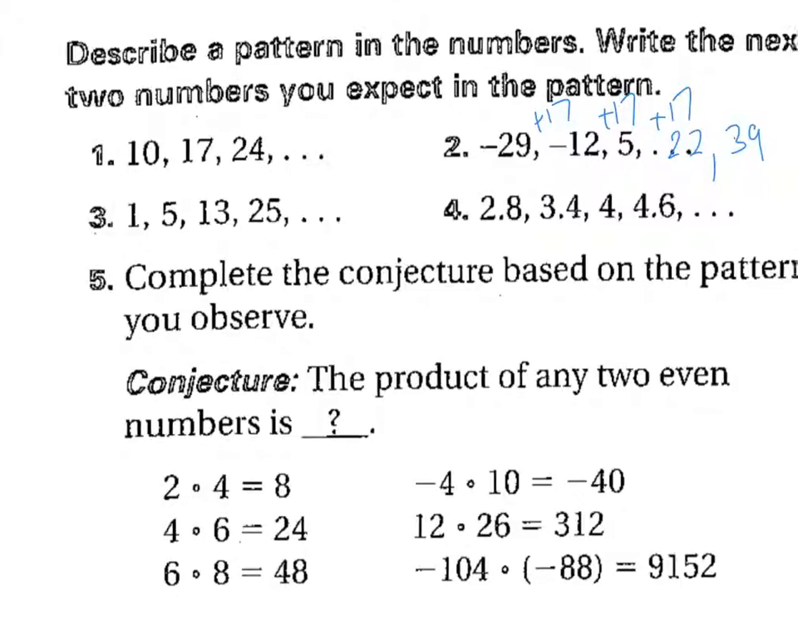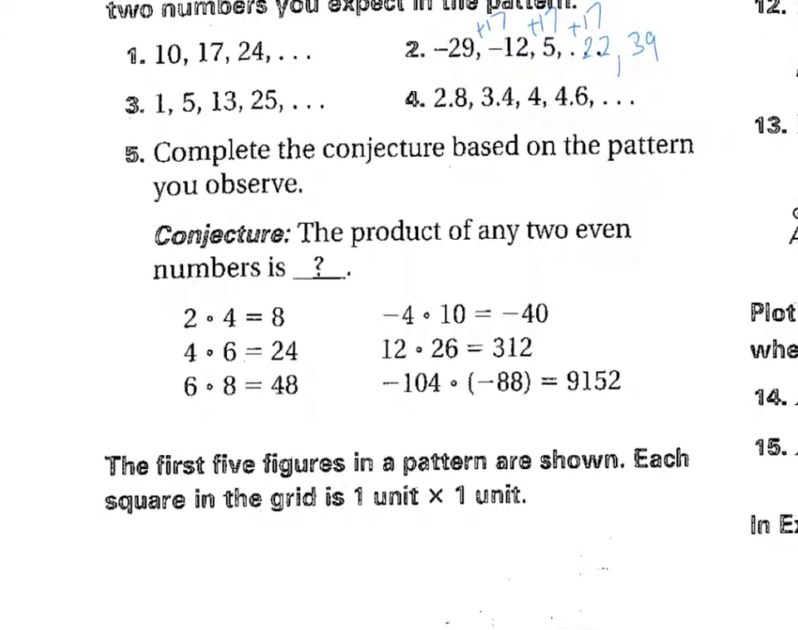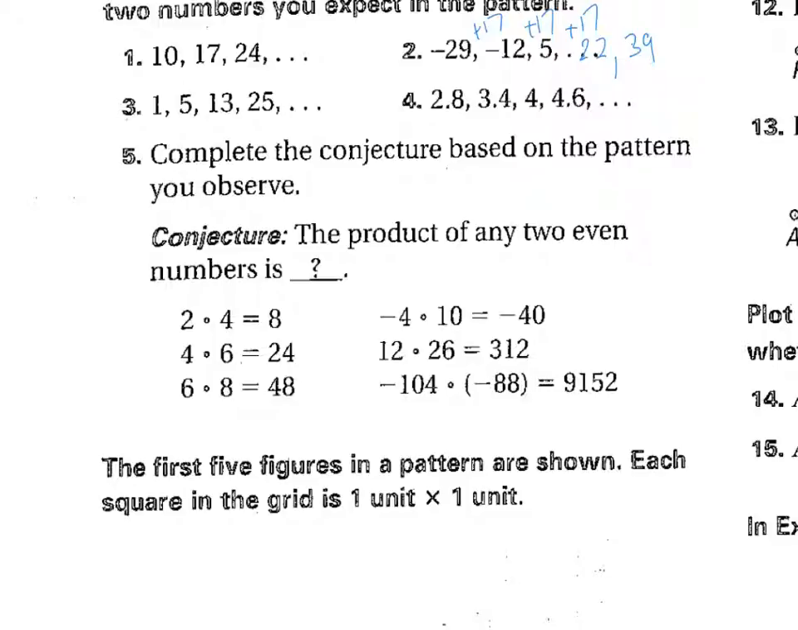Don't think we need to spend a whole lot of time on that. Number 5, talking about the conjecture. Basically, what's your conclusion? If you look at the product, which means answer to a multiplication problem, of any two even numbers, they give you a whole bunch of examples here. All right. What do you notice about every one of these answers? You should notice that they are even numbers. Okay, so that's your conjecture. It says what's your conclusion based on the information that they give you.